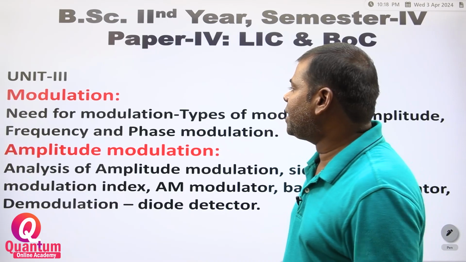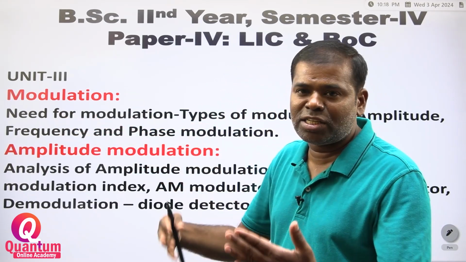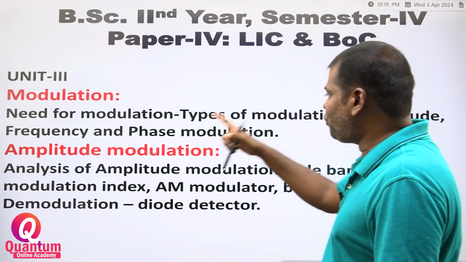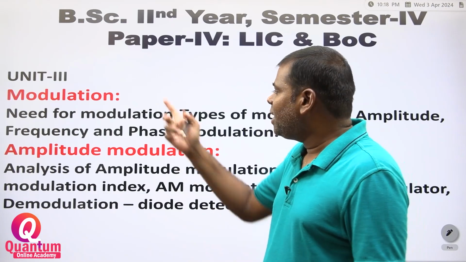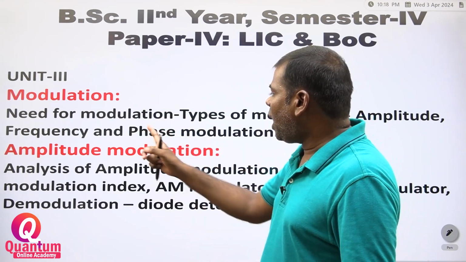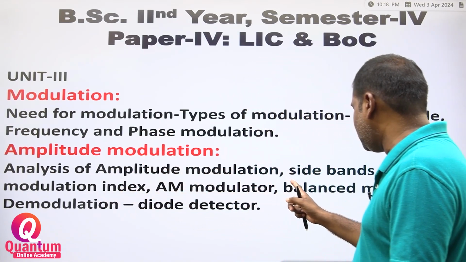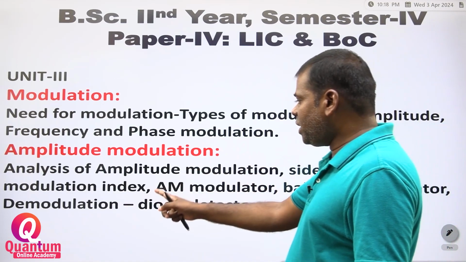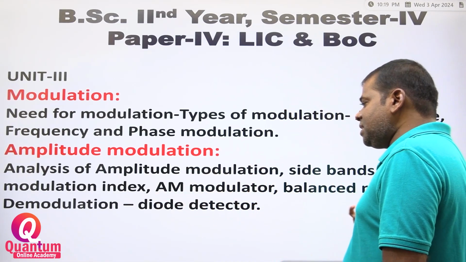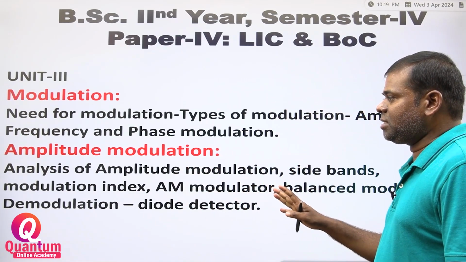Modulation can take place. Modulation, need for modulation, conditions for the need for modulation, types of modulation: amplitude, frequency, phase modulation. This is the one variety, only single shot you have to read. Amplitude modulation, analysis of amplitude modulation, side bands, modulation index, amplitude modulator, balanced modulator, demodulation, diode detector. This is the syllabus, right?